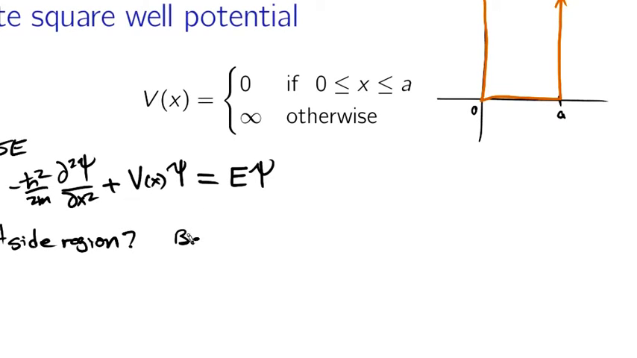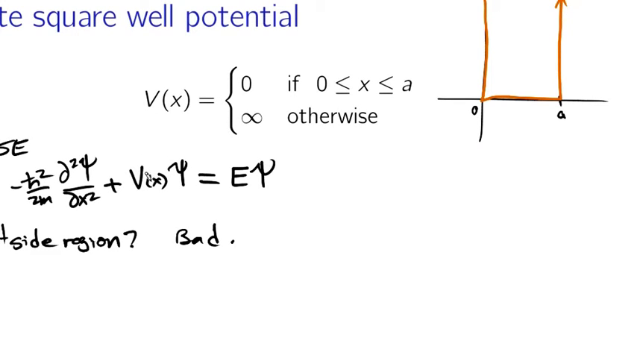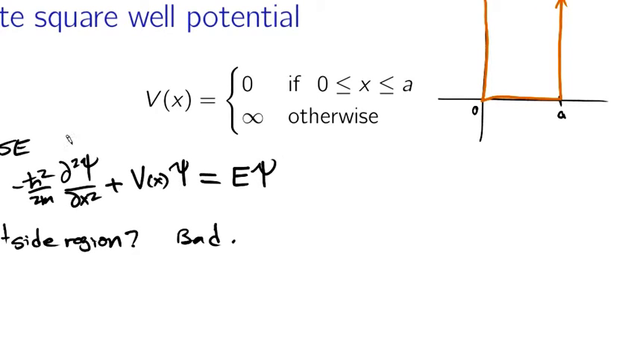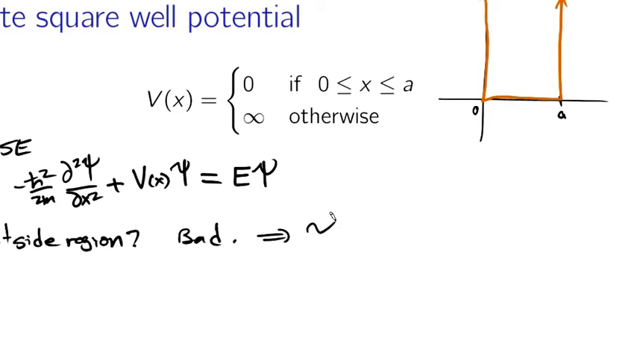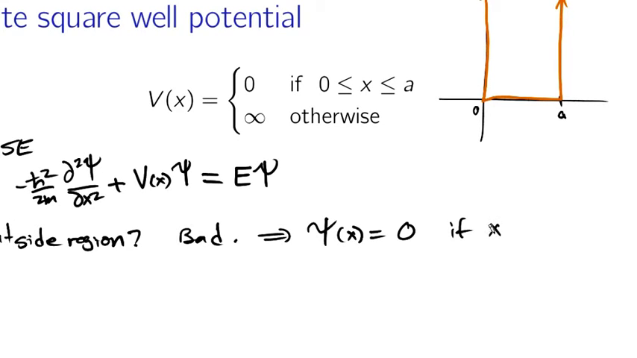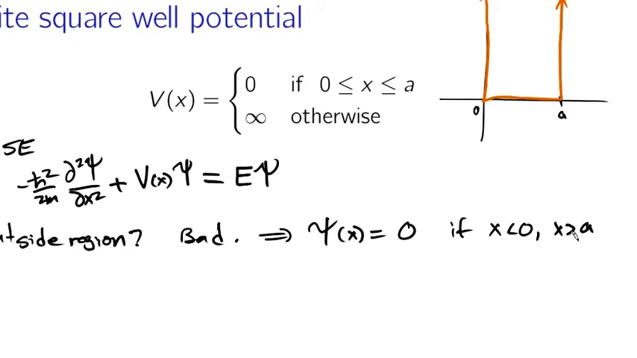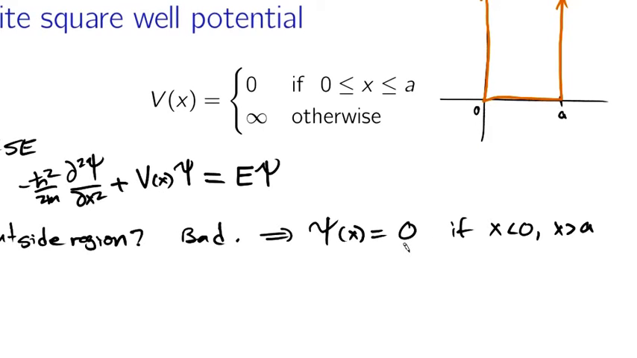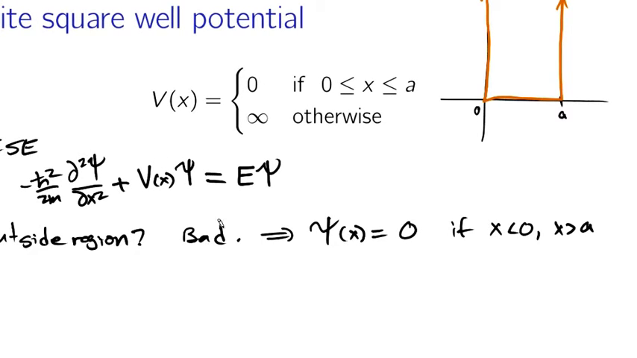Bad things happen. You end up with an infinity here for V of x if x is not between 0 and A. The only way this equation can still make sense under those circumstances is if psi of x is equal to 0, if x is less than 0 or x is greater than A. So outside this region, we already know what our wave function is going to be. It's going to be 0, and that's just a requirement on the basis of infinite potential energy. Can't really exist in the real world.